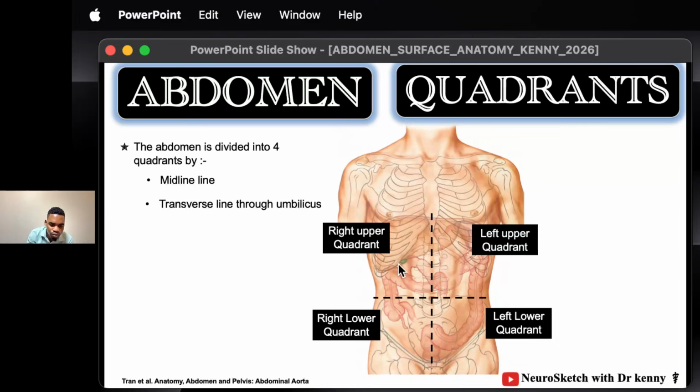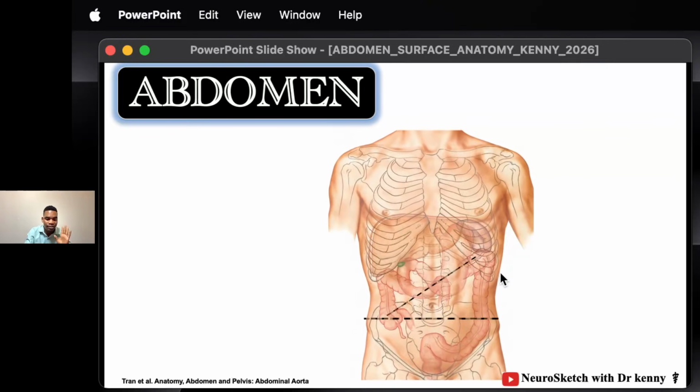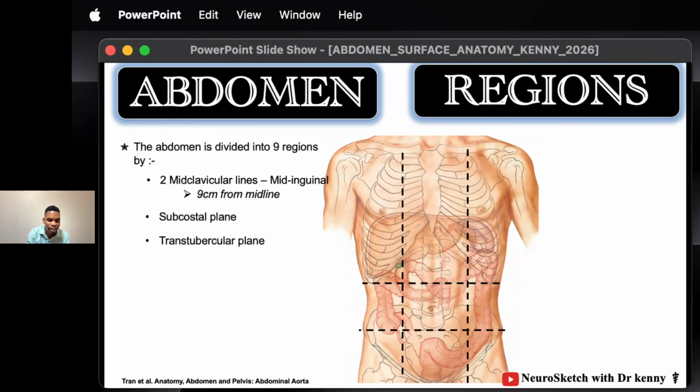So you have your gallbladder, for example, you have your liver, you have this part. So you are starting to narrow down the diagnosis depending on the regions of the abdomen. But to make it even more precise, it's further subdivided into 9 regions, to be very, very specific. So these are the 9 regions of the abdomen.